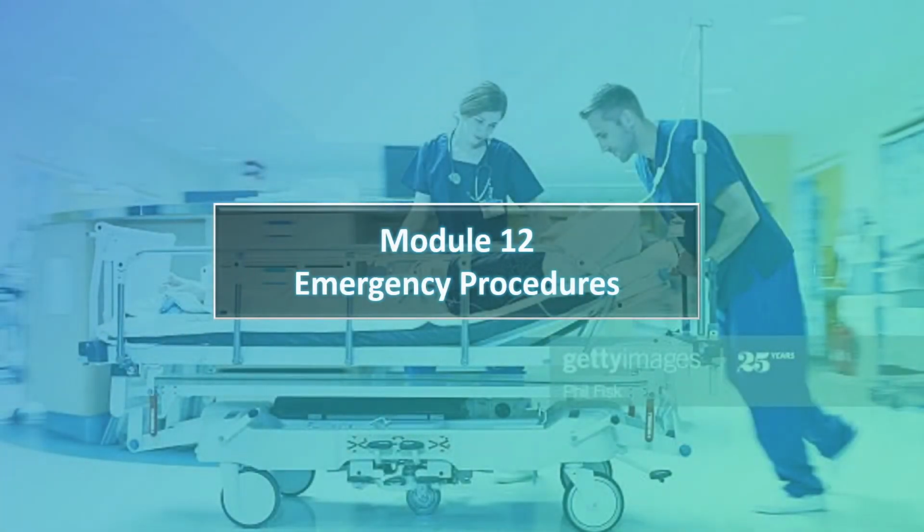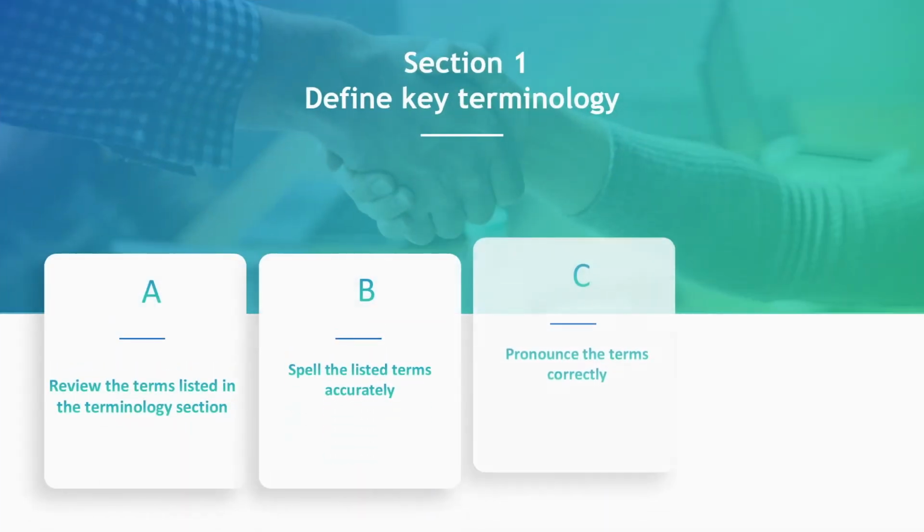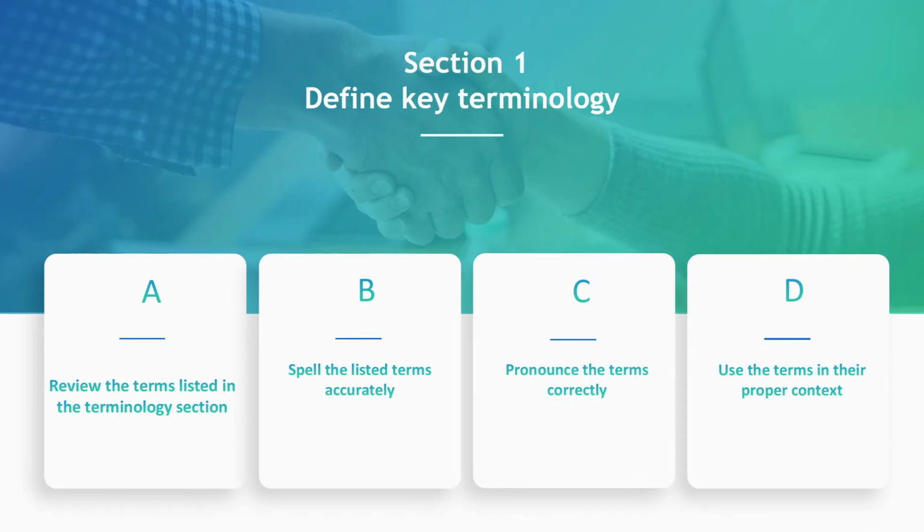Module 12, Emergency Procedures. Section 1, Define key terminology. A. Review the terms listed in the terminology section. B. Spell the listed items accurately. C. Pronounce the terms correctly. And D. Use the terms in their proper context.